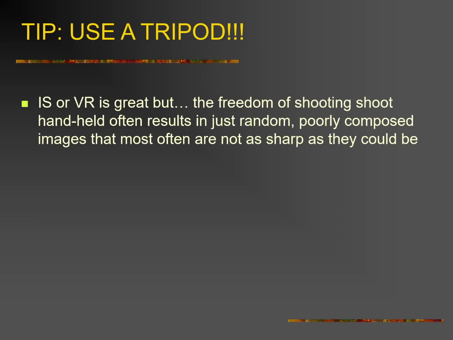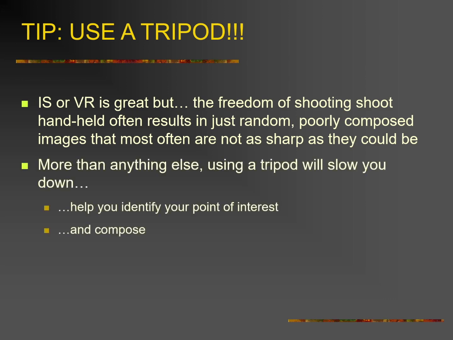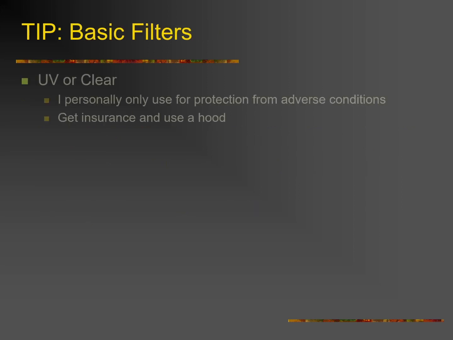Use a tripod. I'm guilty of not using one and depending on image stabilization, and IS or VR is great. The freedom of shooting handheld, though, often results in just random, poorly composed images that most often are not as sharp as they might otherwise be. More than anything else, using a tripod will slow you down, it will help you identify your point of interest, and more than anything else, it will help you compose.